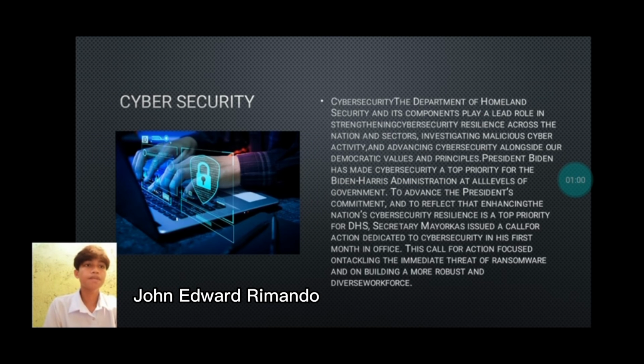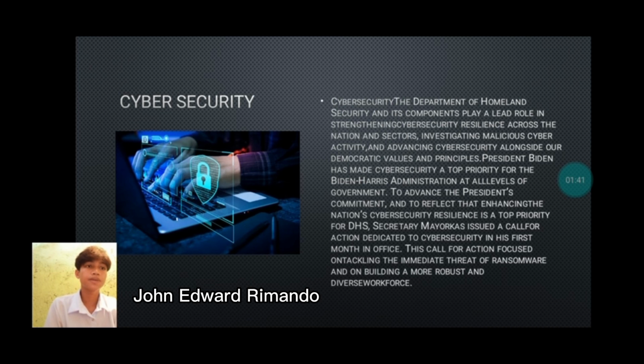Cybersecurity. The Department of Homeland Security and its components play a lead role in strengthening cybersecurity resilience across the nation and sectors, investigating malicious cyber activity and advancing cybersecurity. Alongside our democratic values and principles, President Biden has made cybersecurity a top priority for the Biden administration at all levels of government. To advance the President's commitment, enhancing the nation's cybersecurity resilience is a top priority for DHS.